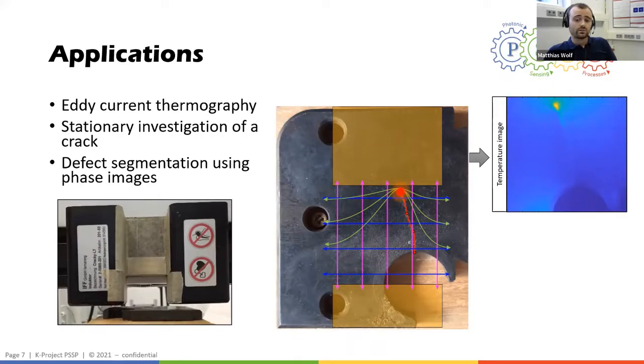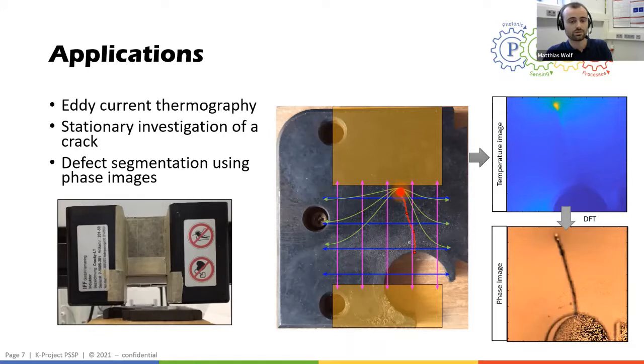There is also a wide variety of methods to additionally process the recorded data. For the segmentation of the total crack, we used, for example, a method called discrete Fourier transform, and based on the generated phase images, we can really highlight the crack itself well.